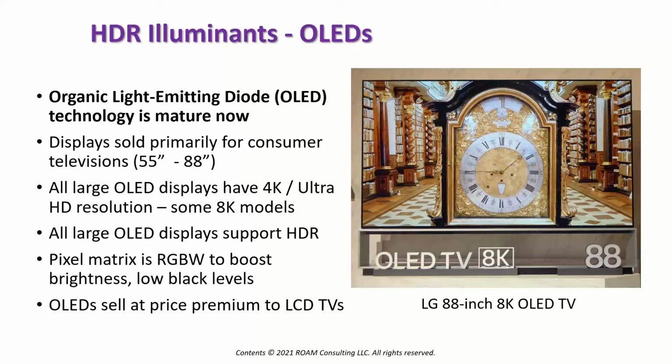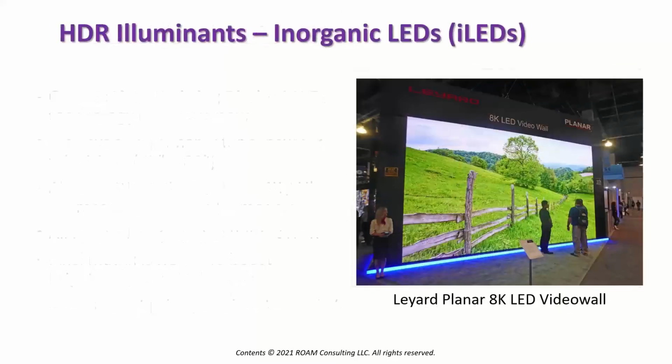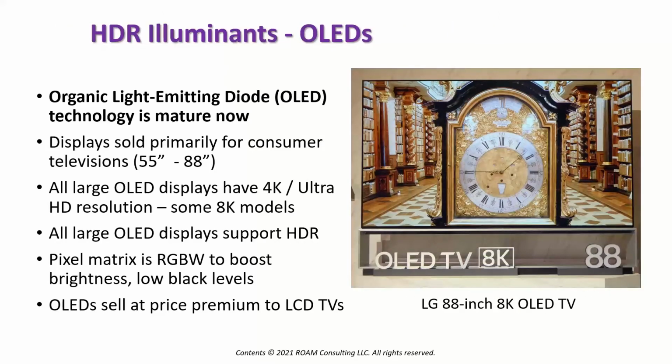Pixel matrix is red, green, blue, white to boost the brightness, but also to maintain the low black levels. And they do sell at a price premium to LCD TVs. They're not as bright, but they do a very nice job with high dynamic range. Because remember, as I said earlier, you need to be able to do 11, 12, 13 stops of light. Well, an OLED TV coming out of black can almost do 20 stops of light.